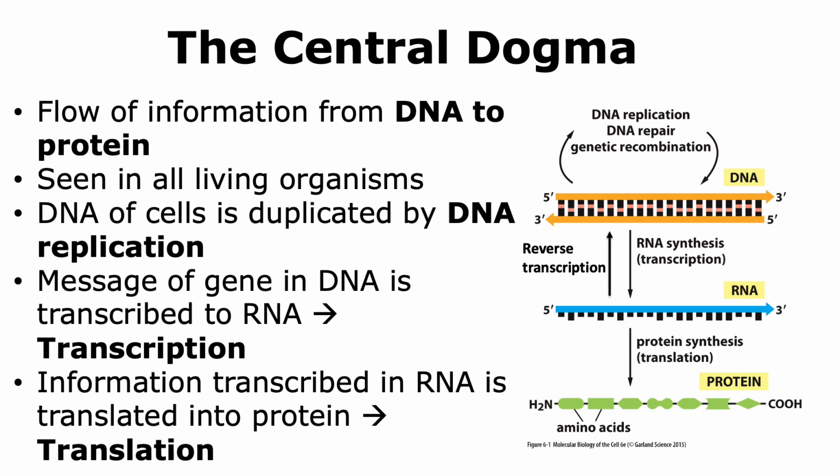Now, once the RNA is made, the RNA that has information from the DNA is able to form proteins through the process of translation. Thus, according to the central dogma, the DNA is able to code for proteins by being transcribed first to form RNA, which then gets translated to form proteins.